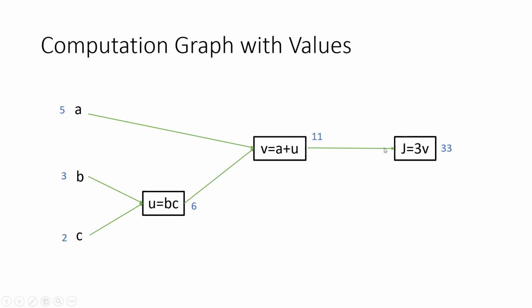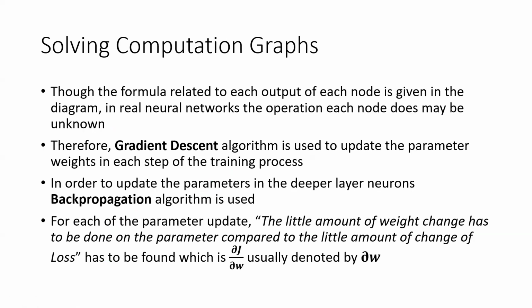But in a neural network, what we are trying to do is approximate these values. We are trying to find these relationships with the neural network, but we don't know them, right? So that is the problem that we are going to solve with neural networks.